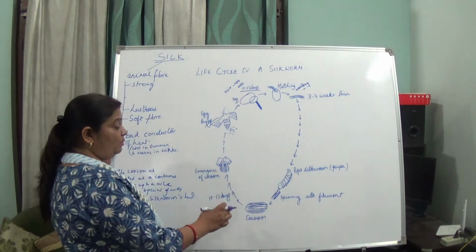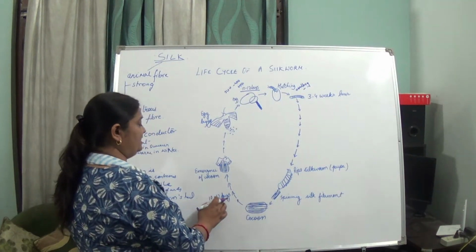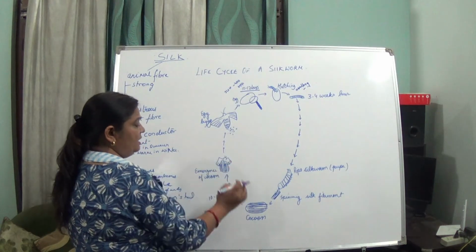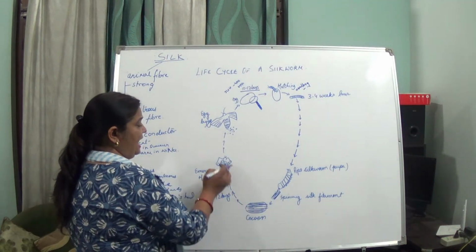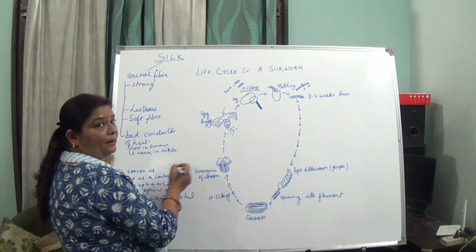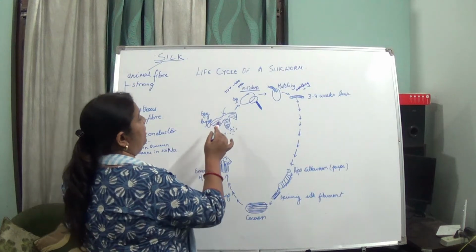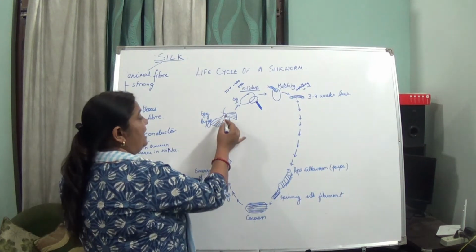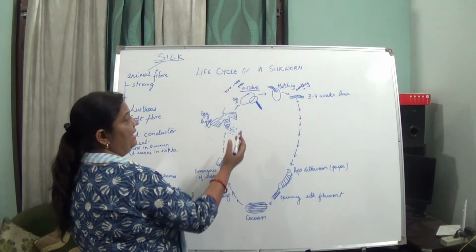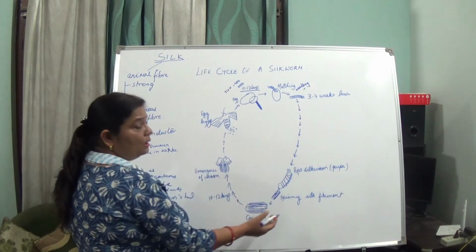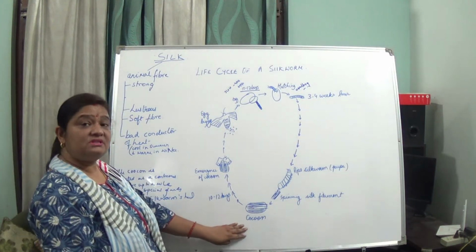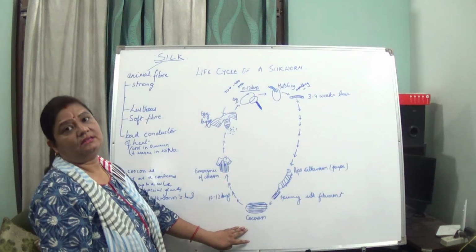After 10 to 12 days, what happens to this cocoon? It starts breaking from one place, and you can see the silkworm coming out. Now again it is ready for laying the eggs, and this cycle goes on. So it is in the cocoon stage only that we get the silk.